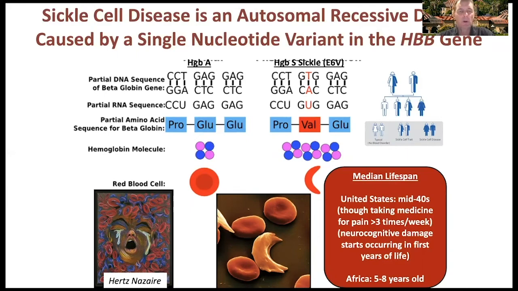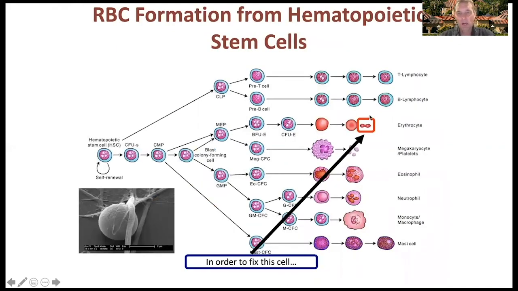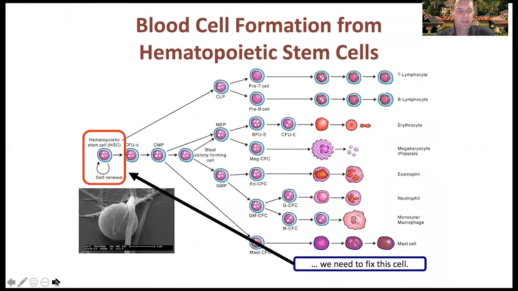In Africa, where close to 300,000 people per year are born with the disease, the median lifespan is in the first decade of life, whereas in the United States and Europe, the median lifespan is in the mid-40s, still too short. So the disease is caused by red blood cells, but red blood cells have a very short lifespan, even in the non-sickling state. And so if one were to develop a long-term effective therapy for sickle cell disease, one would need to modify the hematopoietic stem cell, which gives rise to red blood cells for the duration of our lifetimes.